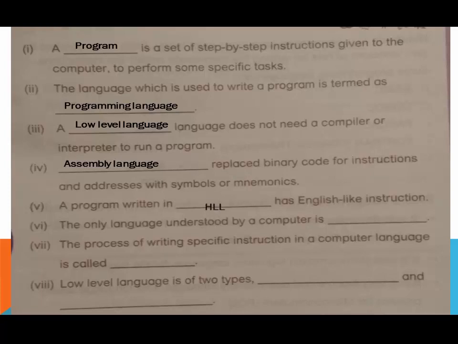Number 5, a program written in high-level language has English-like instructions. Number 6, the only language understood by a computer is machine language. Number 7, the process of writing specific instructions in a computer language is called programming. And number 8, low-level language is of two types, machine language and assembly language. If you need more time, pause the video.